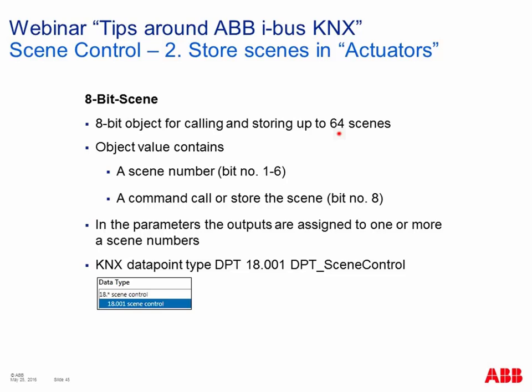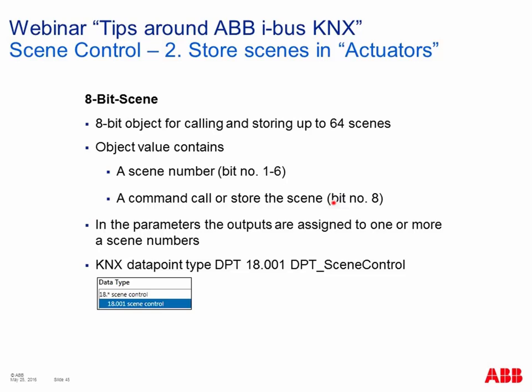And in this 8-bit telegram we have 8 bits. 6 bits are used for the number of the scene. That's why we can call 64 scenes. 1 bit is not used, it is spare. And with the last bit, for example, we send the command call or store the scene. This is the explanation of these 8-bit telegrams.